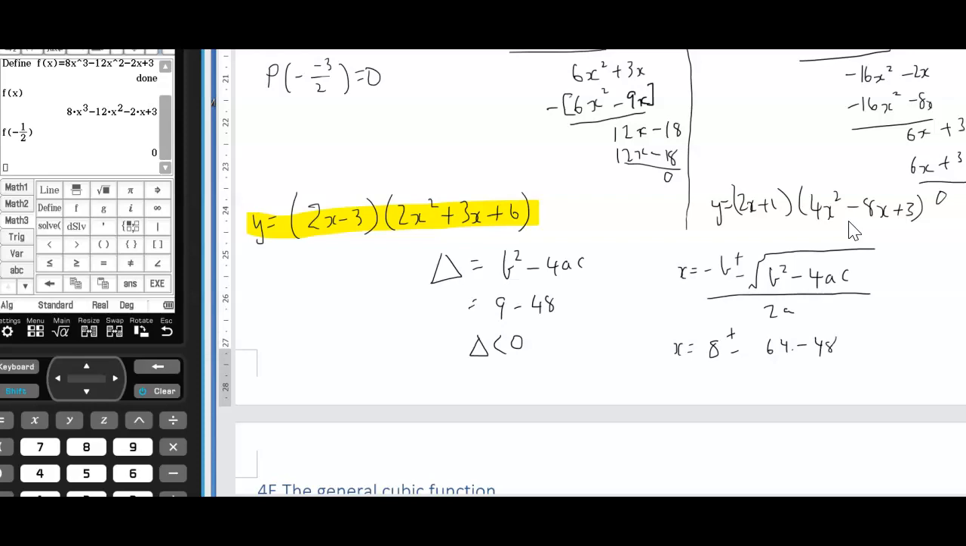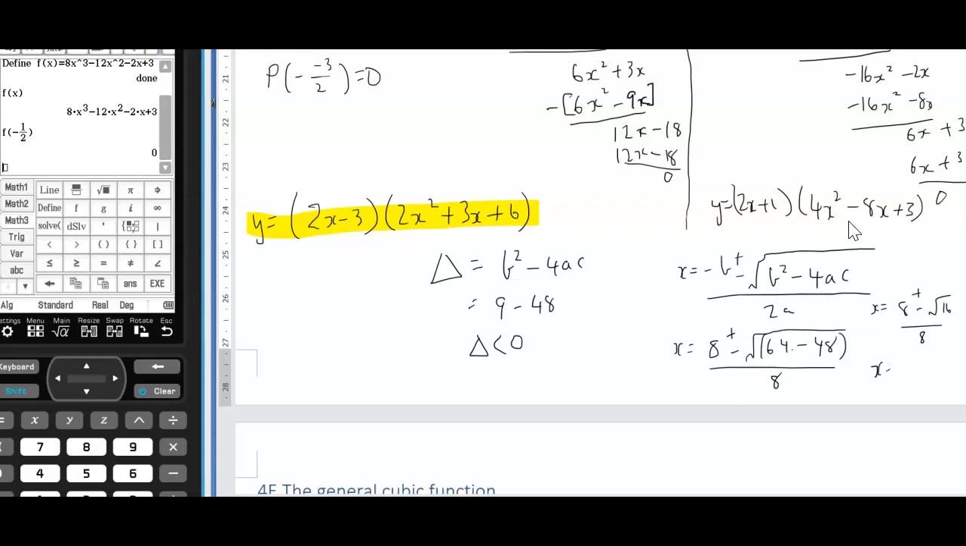Now, hopefully I'm not going to make any mistakes. It doesn't matter. All right, and then 2 times a is 8. Gosh, running out of a lot of room. So 64 minus 48 is 16. Square root of 16 on 8.